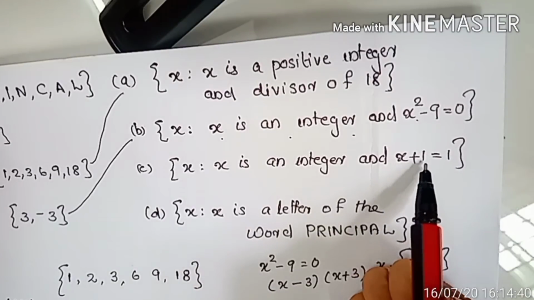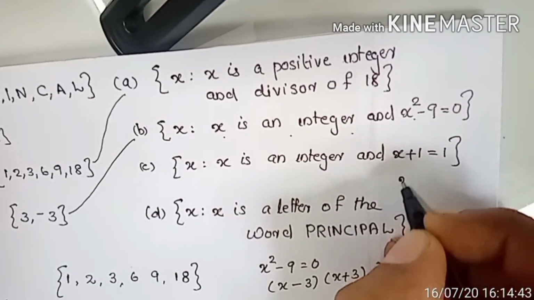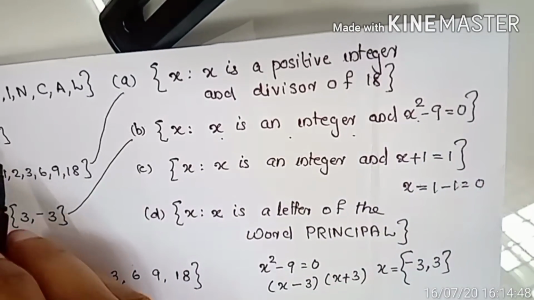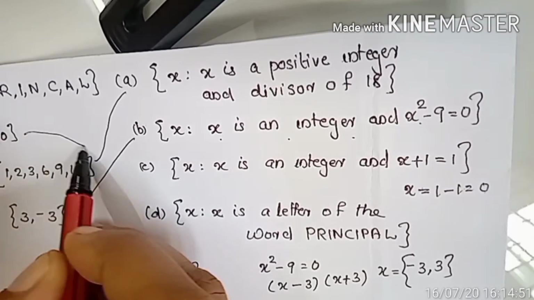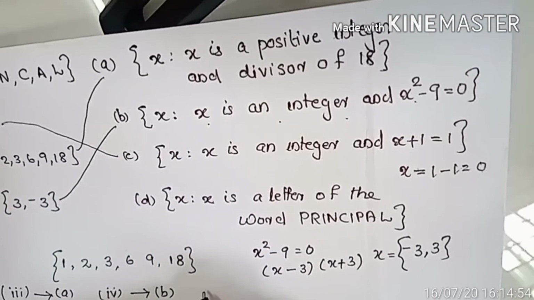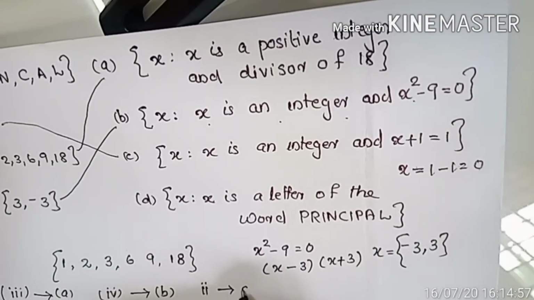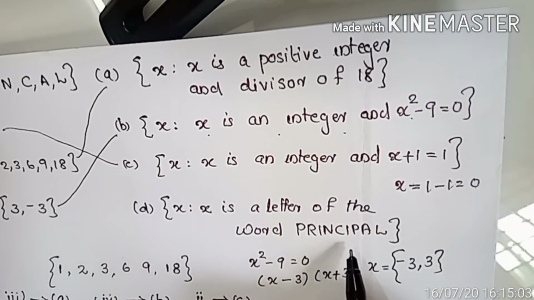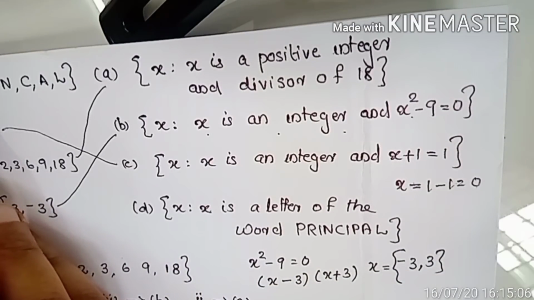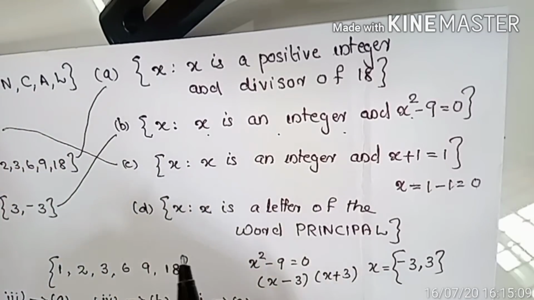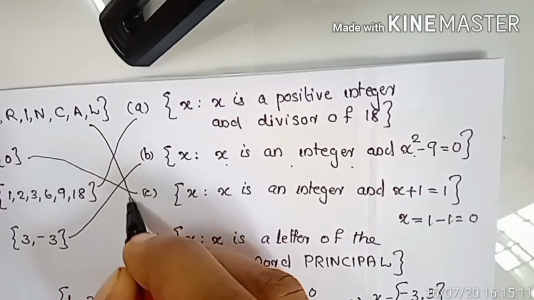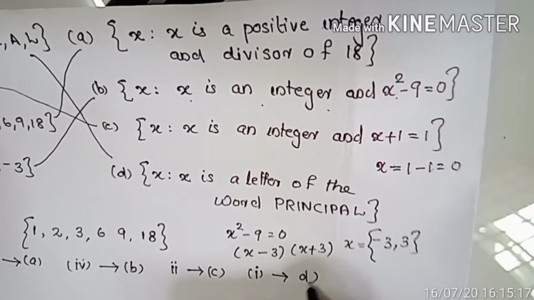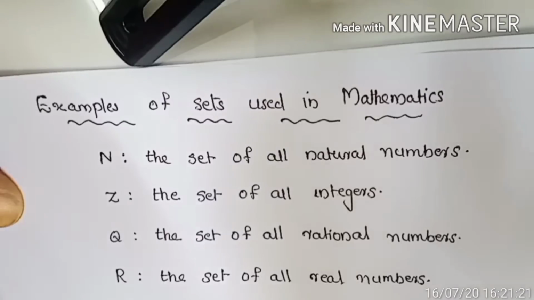Then, third one. Set of all x such that x is an integer and x plus 1 equal to 1. Then what is x? X equal to 1 minus 1 equal to 0. Set 0. So, 2 matches C. Then final one. Set of all x such that x is a letter of the word principal. We can easily find out that P-R-I-N-C-I-P-A-L. So, 1 matches D.